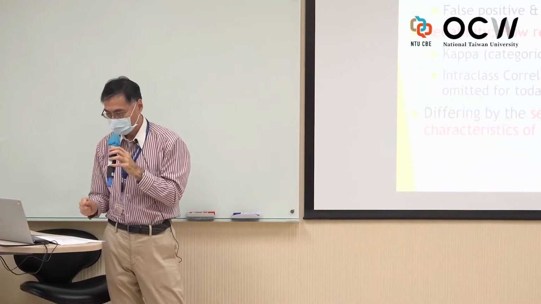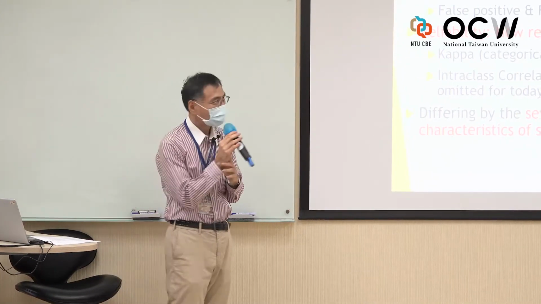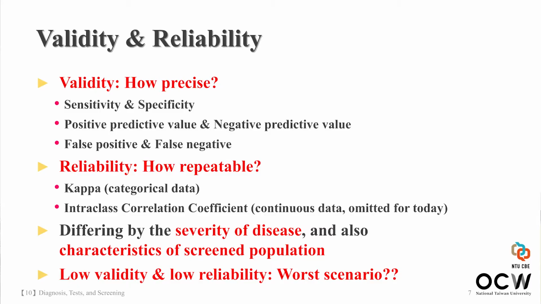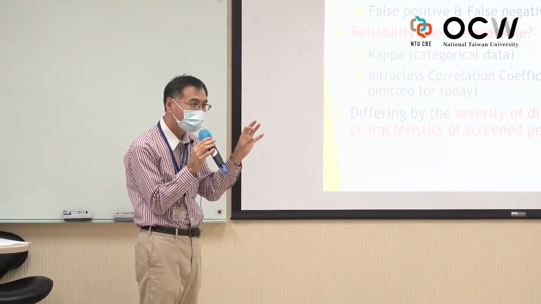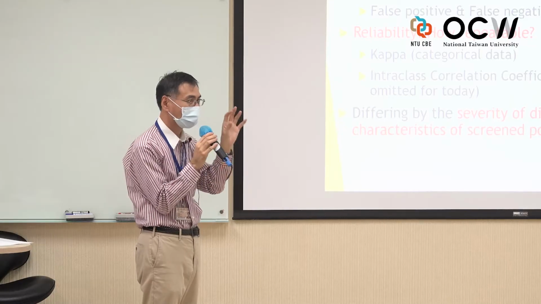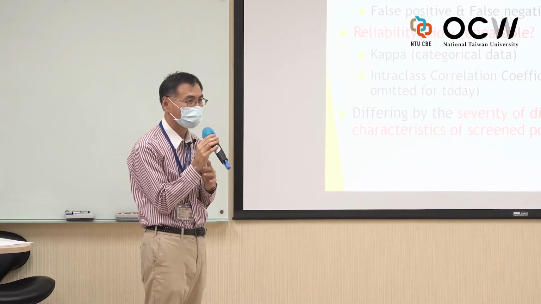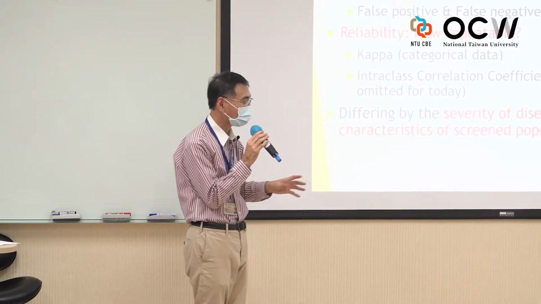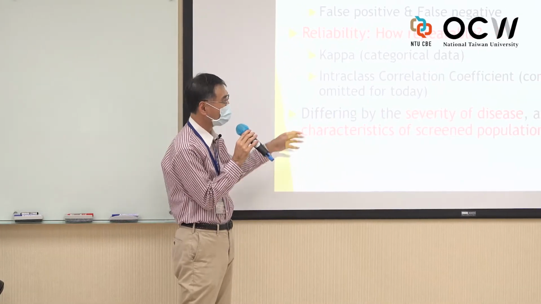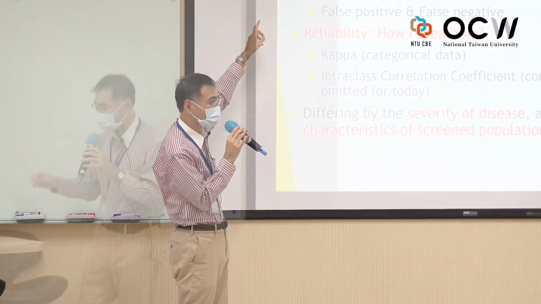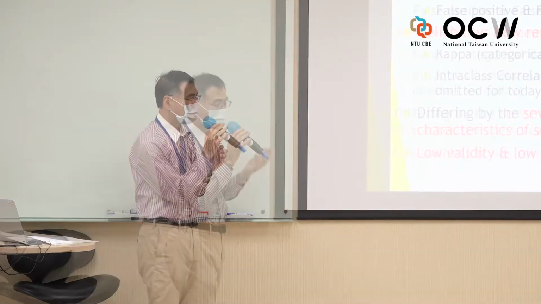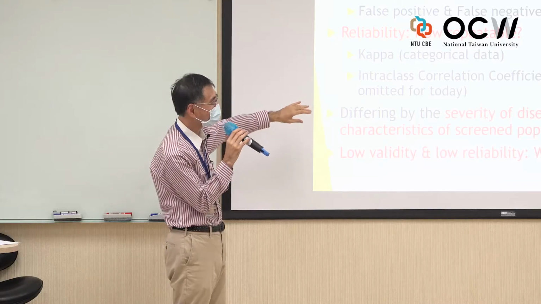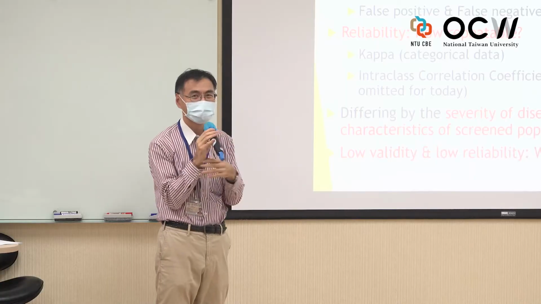For continuous variables. Okay, and the validity and reliability measurements could differ by the severity of disease and also the characteristics of the screened population. So it's not fixed. It varies by the population and also by the severity of the disease. If you are screening a group of people where there are more people with the disease, or the ones with the disease are more severe, then the validity might be higher, right? So it's not fixed. Okay. Of course, a great or perfect screening tool should be low cost and non-invasive, and so on, and have high validity, high reliability. That's for sure, right?